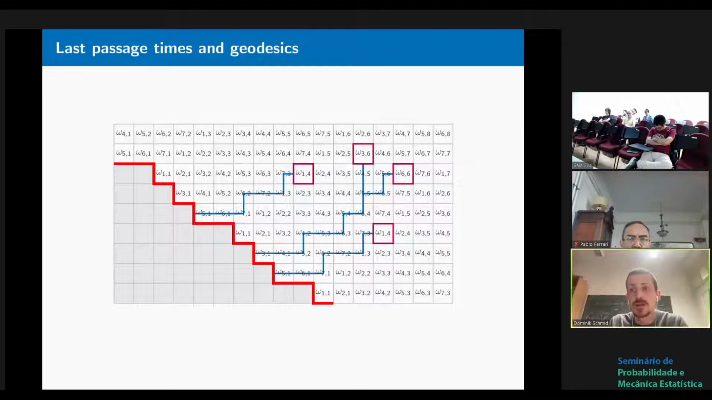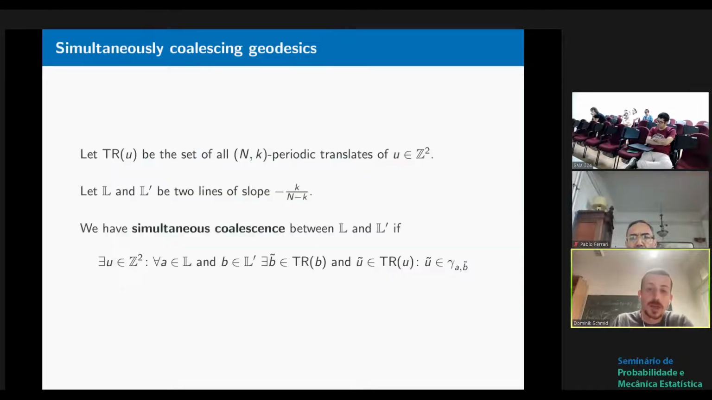Okay. So in the following, my goal will be to explain that, in fact, understanding the coalescence of geodesics is the same as asking questions about mixing times for the TASEP. To make that claim rigorous, let me introduce some notation. I say that TRU is the set of all periodic translates of U. So all the cells which I get by going a multiple of n minus k to the right, and then k steps down. So all the exponential cells which have the same exponential random variable in them.